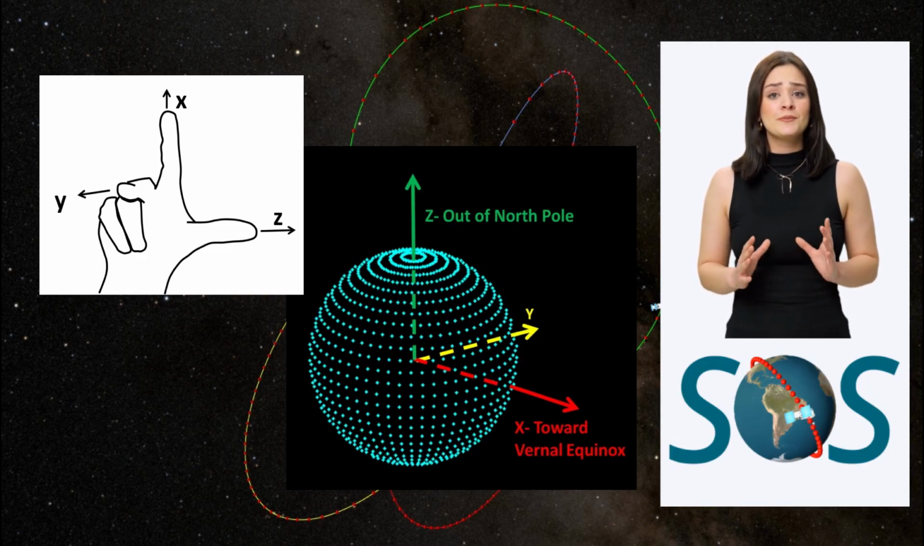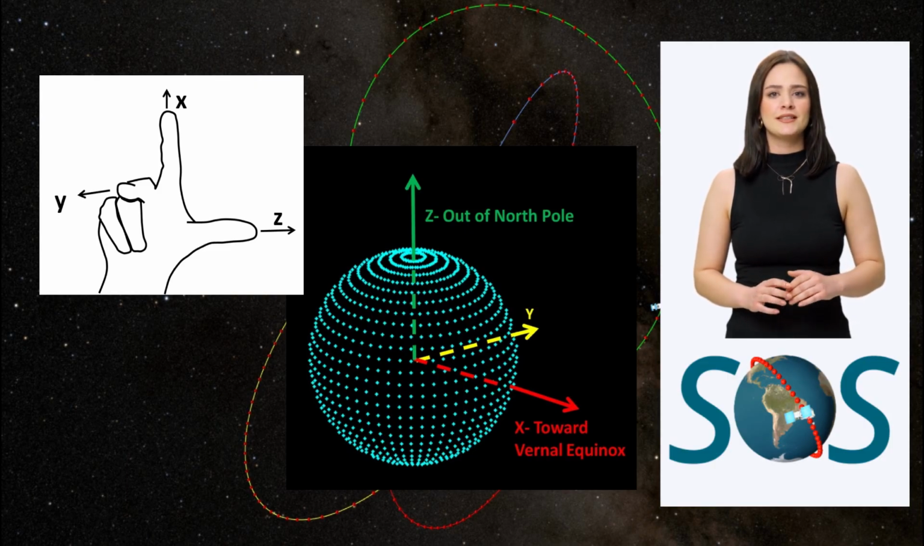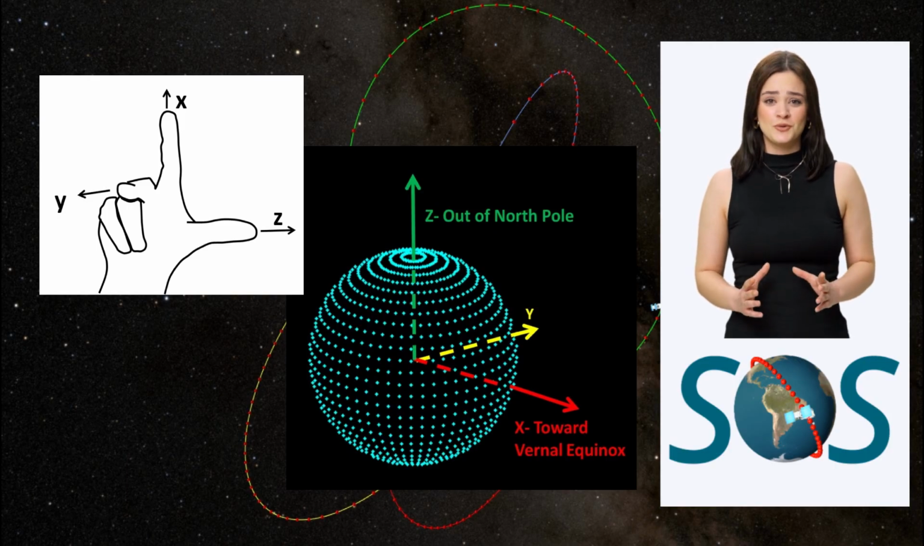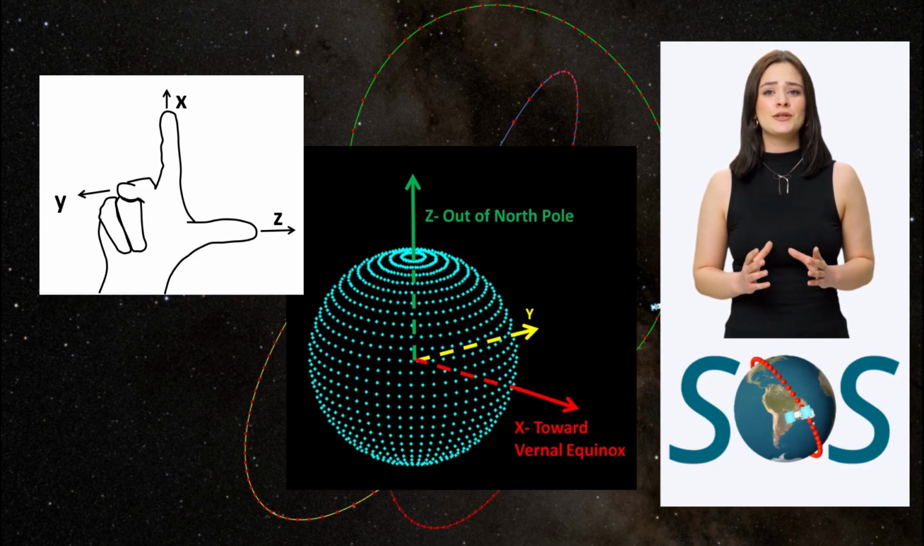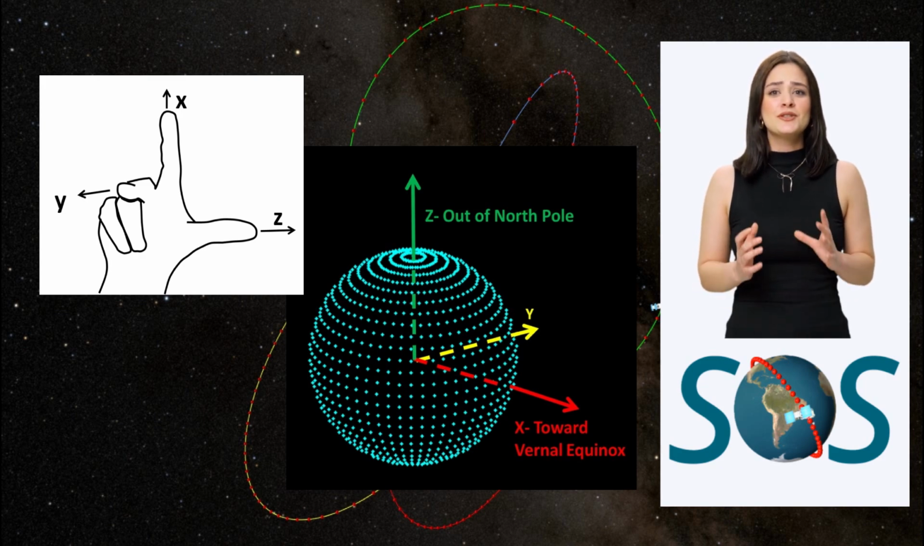Another reference frame is the heliocentric ecliptic coordinate system. The origin of this coordinate system is the center of the Sun. Its xy-axis plane is the Earth's orbital, or ecliptic, plane around the Sun, and, like the ECI frame, the x-axis points toward the vernal equinox. This coordinate system can be used for space operations in our solar system, such as missions to Mars.